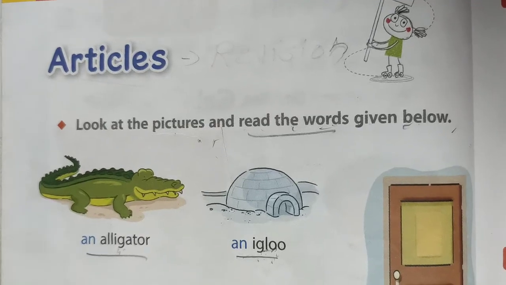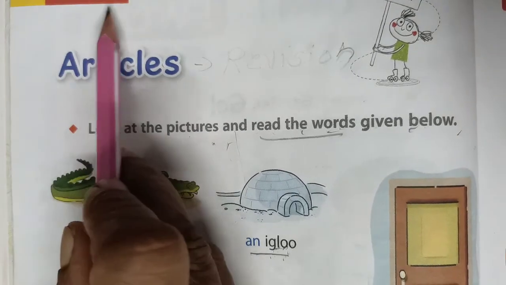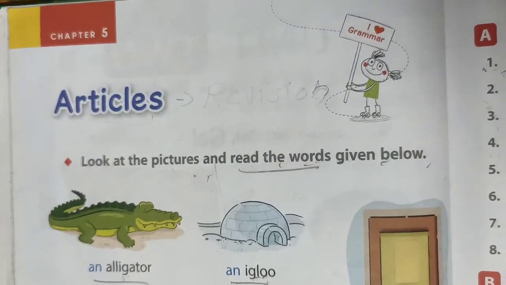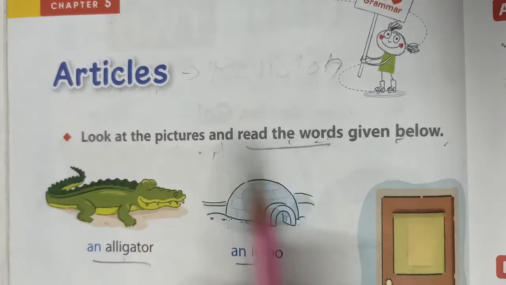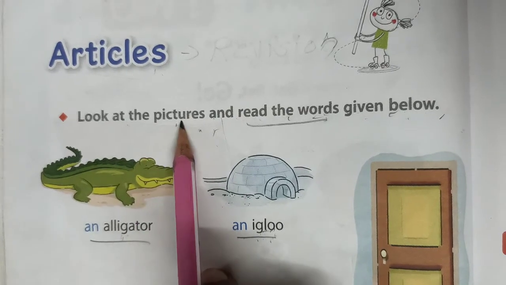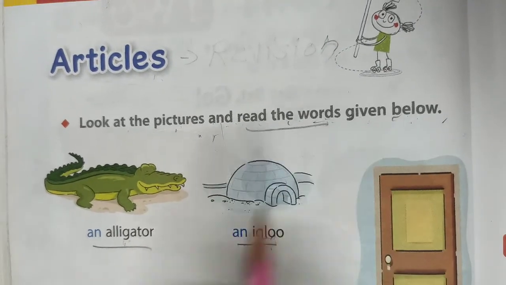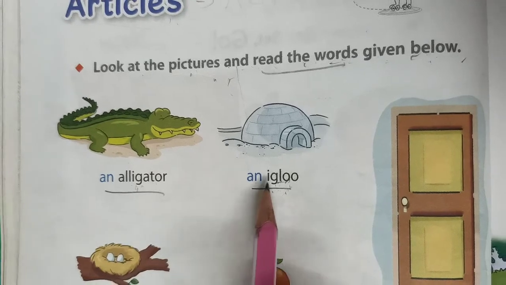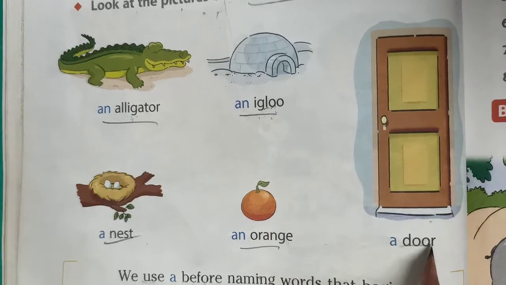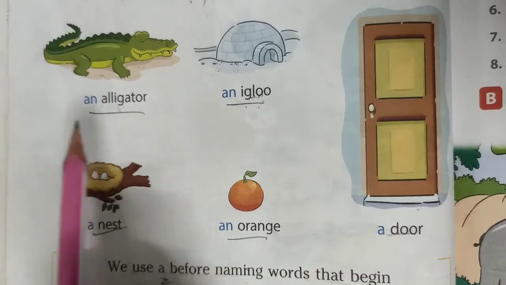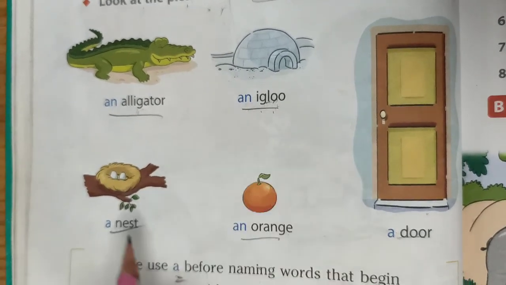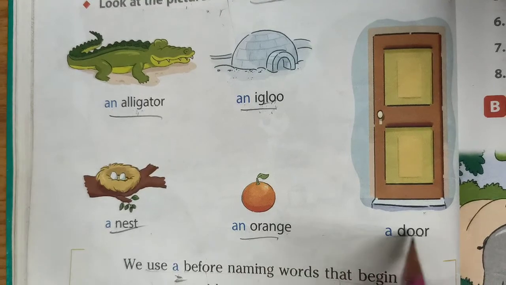Then take page number 34, chapter 5 articles. Look at the pictures and read the words given below. An alligator, an igloo, a nest, an orange, a door. Okay? Can I read once more? An alligator, an igloo, a nest, an orange, a door.